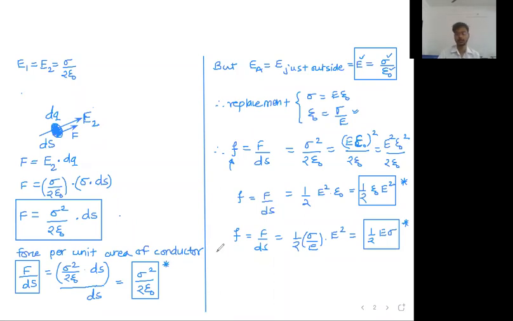This is the force per unit area, or electrostatic pressure.